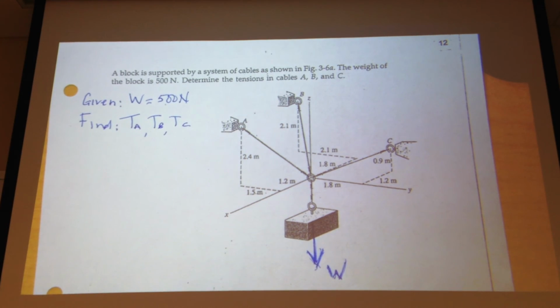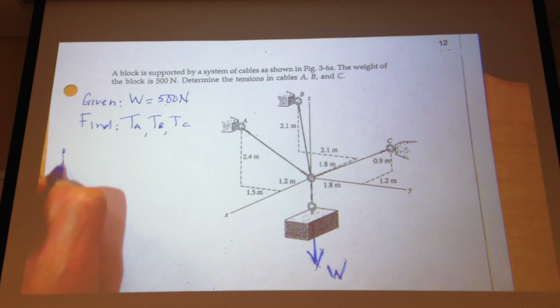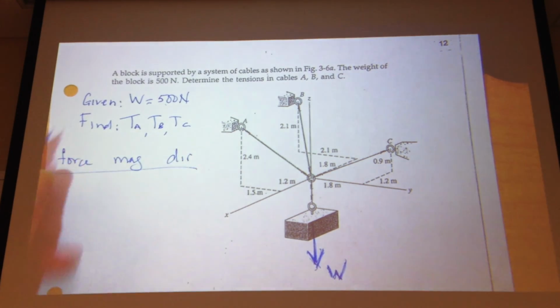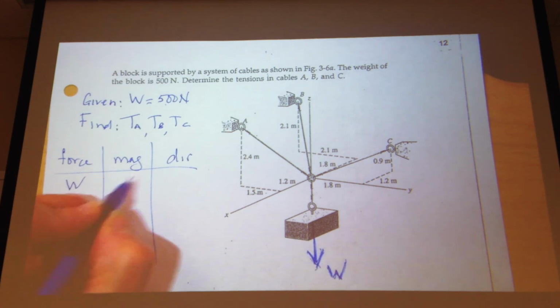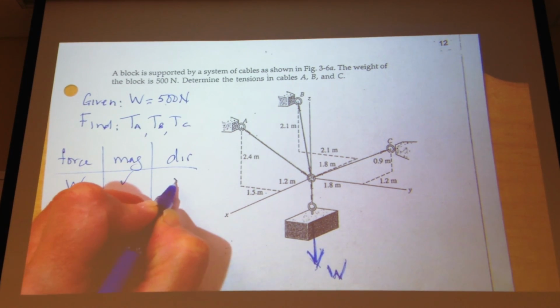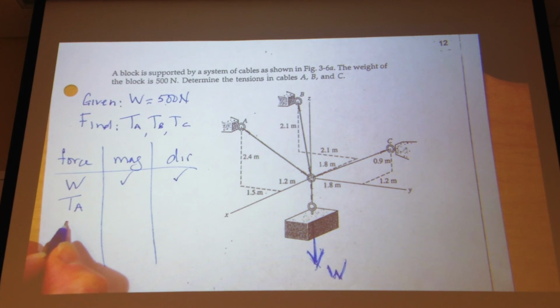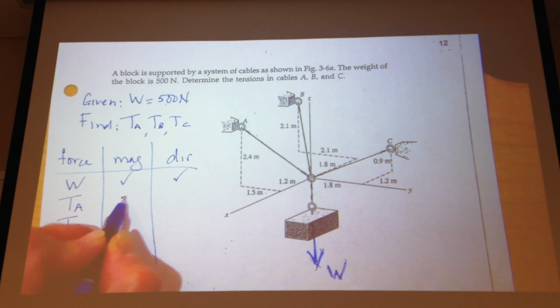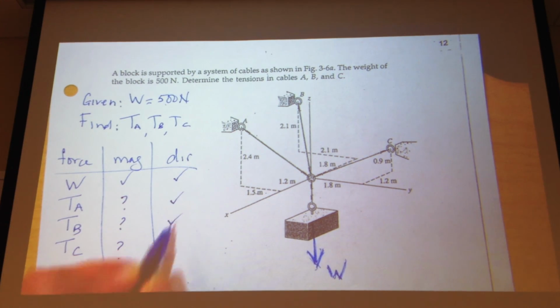Wes, it's your turn. So what do we do next? Write the table out. Good. Force, magnitude, direction. What forces are present? Do we know it? Yep. Direction? Yep. Next one? TA. Okay, you can keep giving me the other forces. TB and TC. Do we know their magnitudes? No. Do we know their directions? We will be able to solve for them.